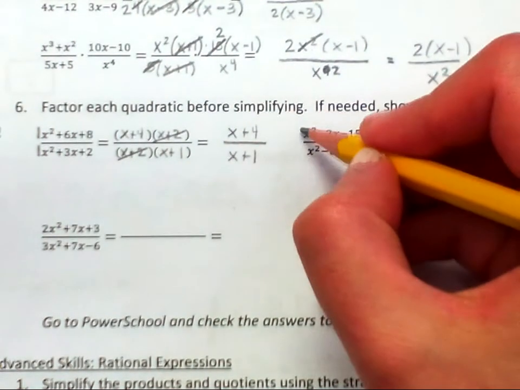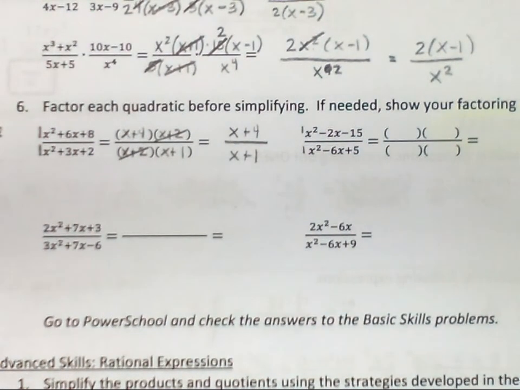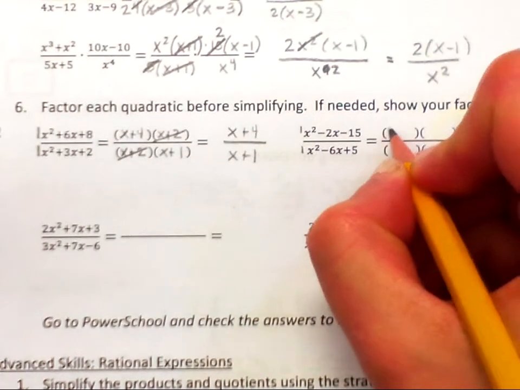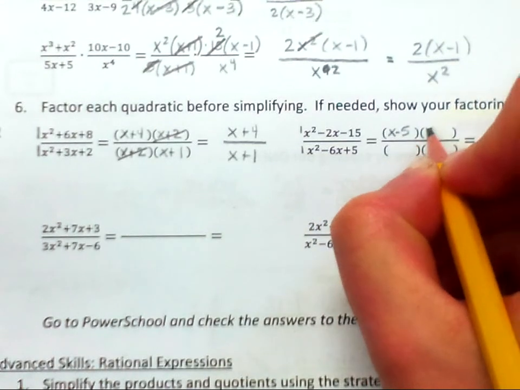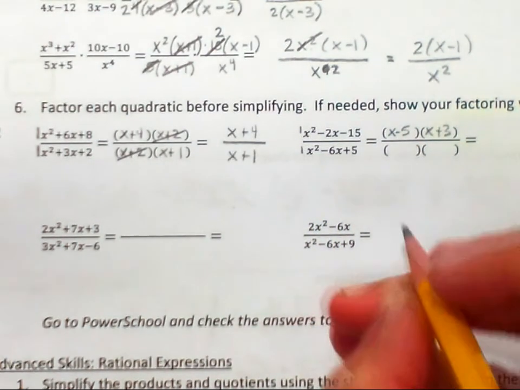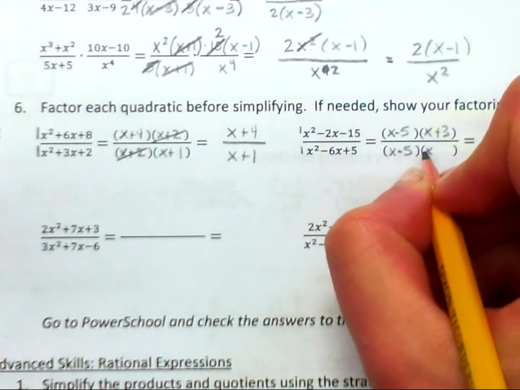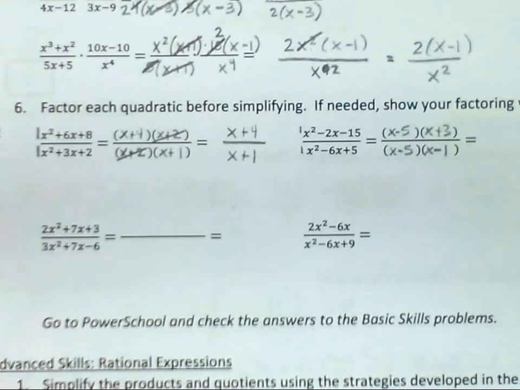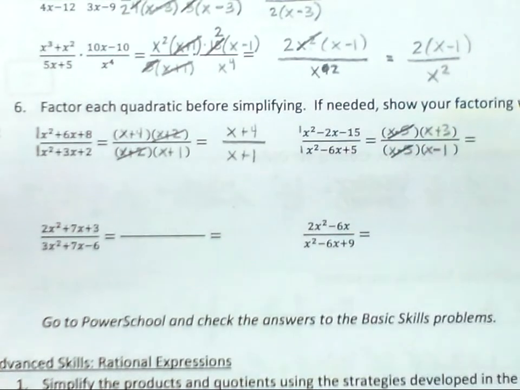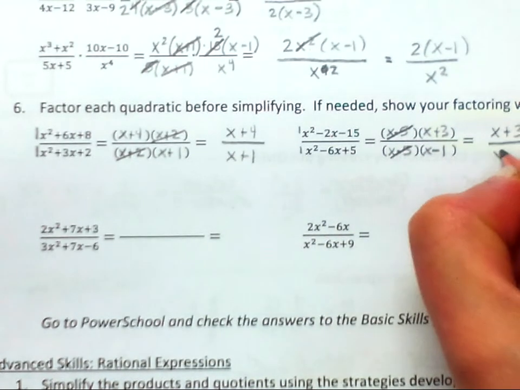Again, we have 1's as our a x squared term. So this factor would be x minus 5, x plus 3. This would be x minus 5 and x minus 1, which means the x minus 5's cancel, and you have x plus 3 over x minus 1.